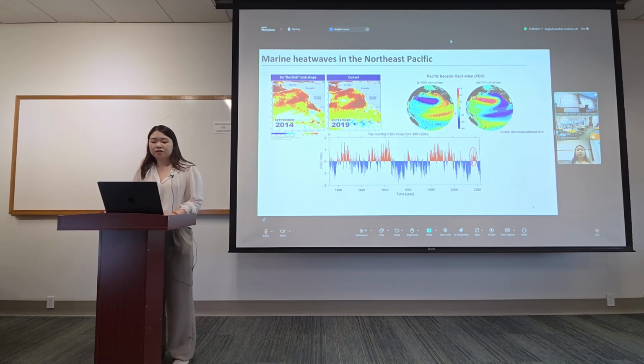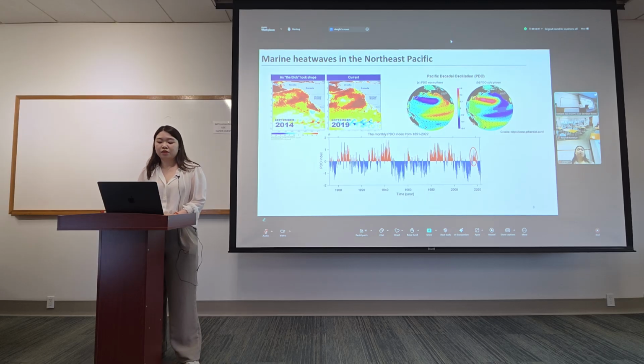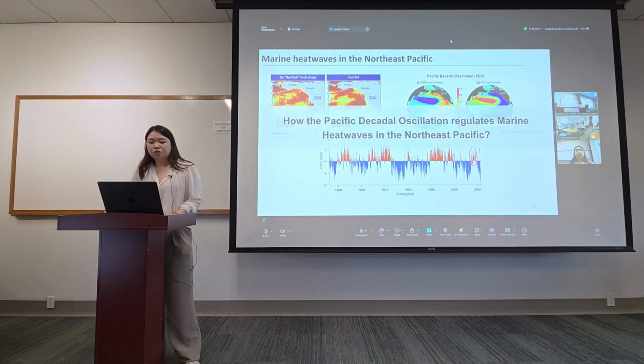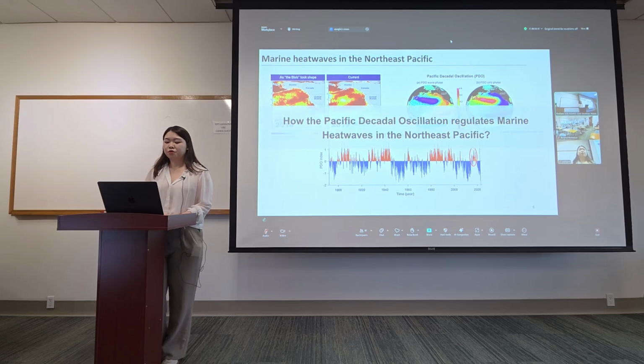And if we look at the PDO index, here is the PDO index from the observed SST. We can see both the 2014 and 2019 events happened during the positive phase of the PDO. So it brings us to the first question: how exactly does the positive phase of the PDO influence marine heat waves in this region? Can it promote marine heat wave occurrence, or can it just increase their intensity or frequency?